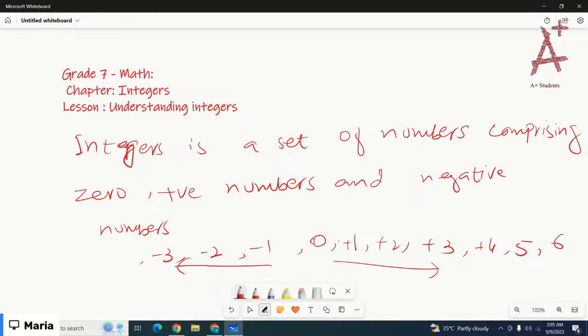But on the other side, as you are moving far from 0, the numbers are getting smaller and smaller. Negative 6 is less than negative 5. Each next number on the left hand side is less than the previous one. So this is the very basic definition of the integers. You can note down the definition. I'll wait for a while.